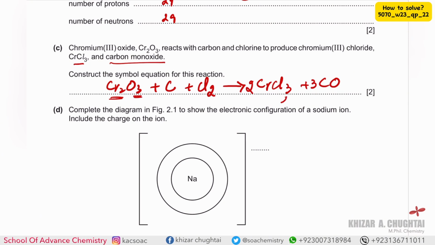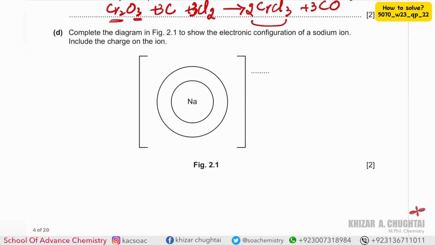Now to balance the Cl, Cl is equal to 6. I'm putting 3 over here and 3 over here for the sake of balancing the carbon atoms. So this is the balanced chemical equation, and it is the correct answer as well.